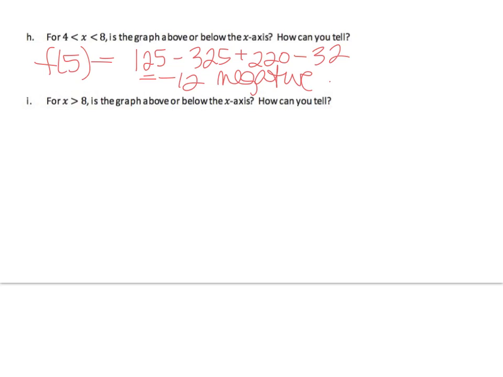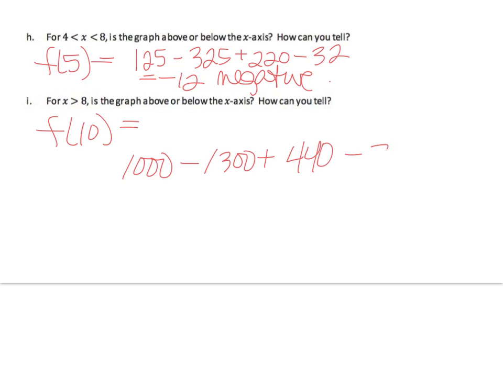For x bigger than 8, 10 is usually easy to work with. So 10 cubed minus 100 times 13 plus, what's next? 440 minus 32. Let's see if I did that right. Minus 1300 plus 440 minus 32. I got 108. Cool.